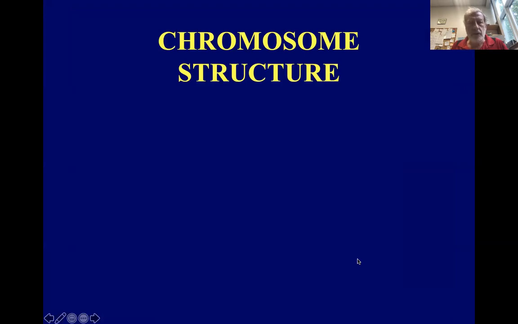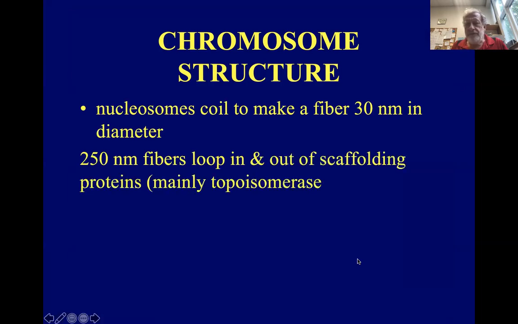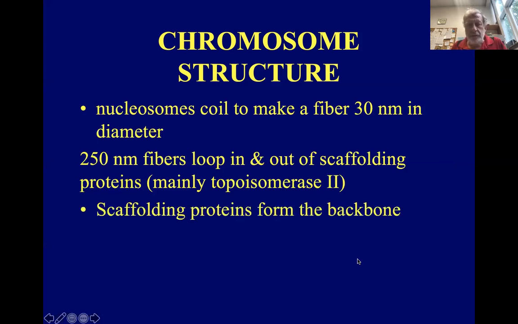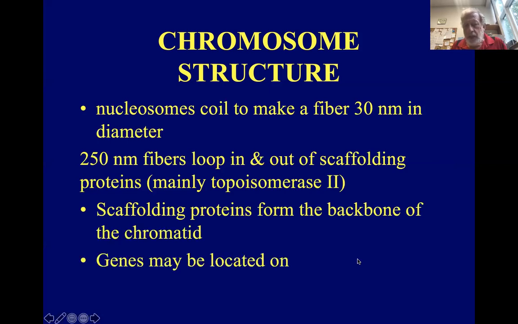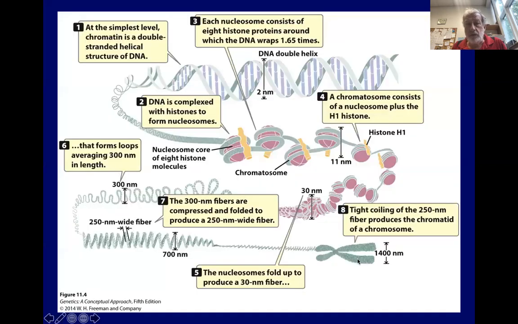Now, moving into the structure of eukaryotic chromosomes. The nucleosomes coil to make a fiber 30 nanometers in diameter. And then this is further condensed into fibers that are 250 nanometers in diameter that loop in and out of the scaffolding protein that makes up the backbone of the chromatid. Mainly that's topoisomerase 2. And we think the genes are located on the loops of the DNA that stick out of the scaffolding proteins.